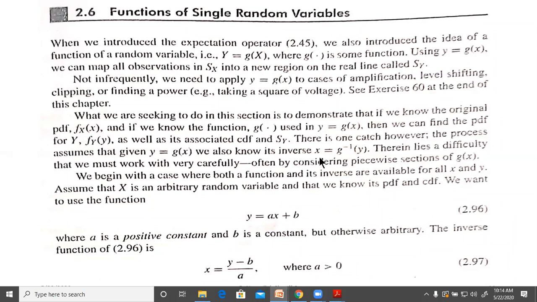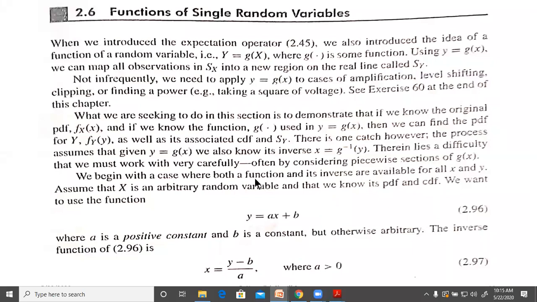But there is a condition here: this is possible only if an inverse exists. That means we must have x equal to g inverse of y. Finding f_Y(y) using f_X(x) and g is possible only if the inverse exists. If the inverse does not exist, then the only solution is to take up a piecewise approach. So we might consider piecewise sections of g(x) in case the inverse does not exist.